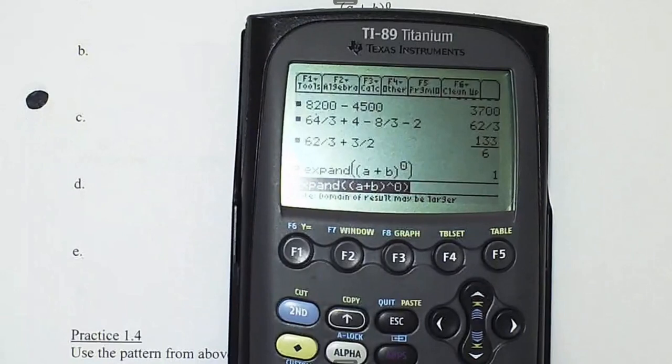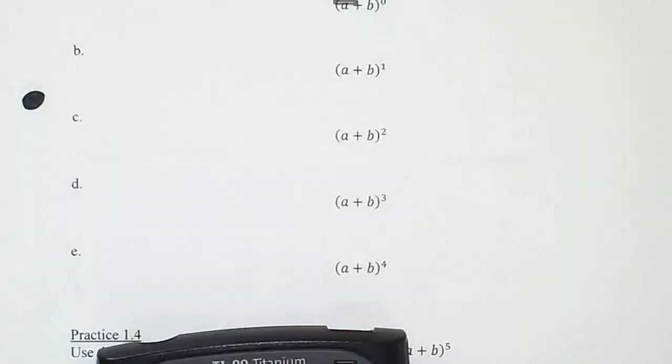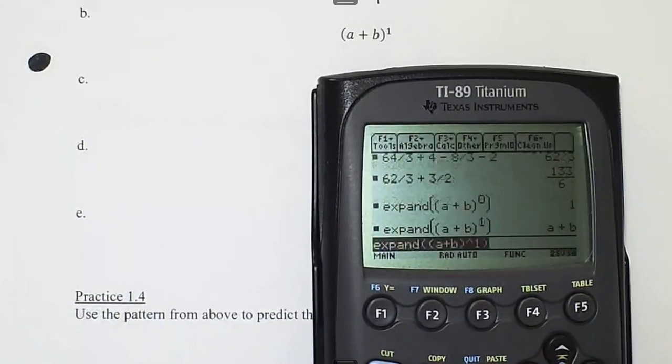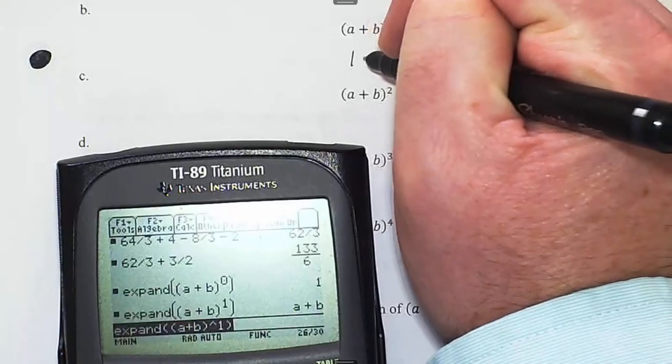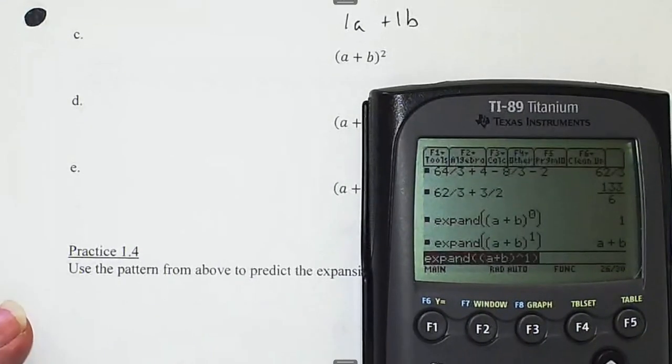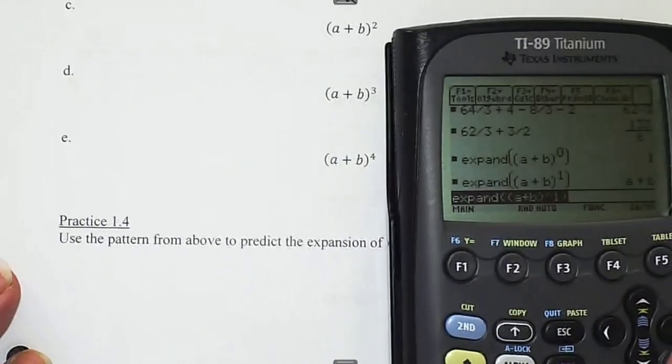And there we go. The answer is 1. That was anticlimactic, but anything to the 0 power is 1. That should not surprise us. Now we're going to put to the first power, and I get a plus b. So 1a plus 1b, right? Now, I'm not a big person about putting implied ones. They're not necessary, but just for fun, let's put them this time.